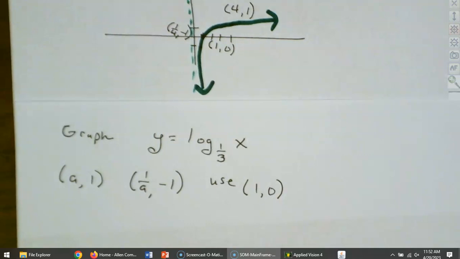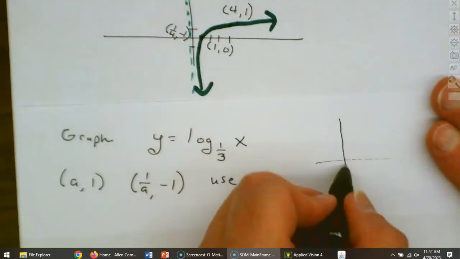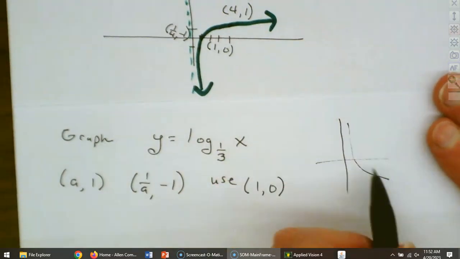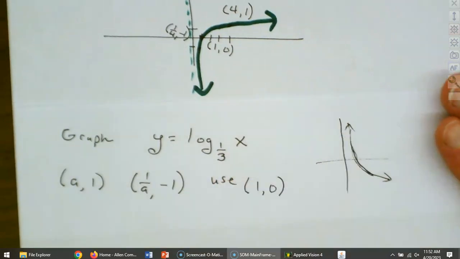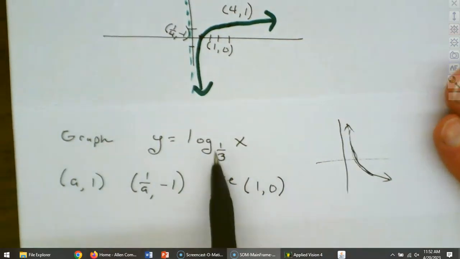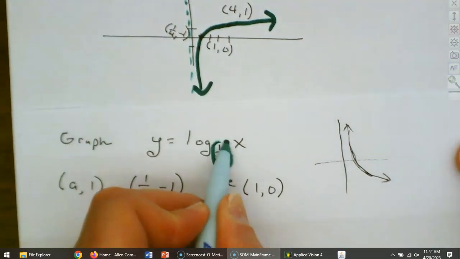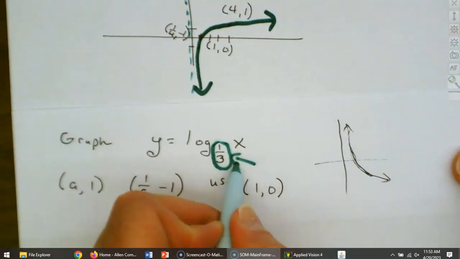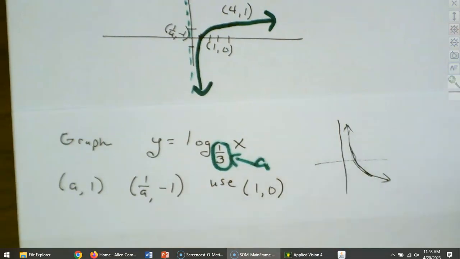Now, this one should look like this. It should go the opposite because that base is a fractional base, so it should look similar to that. Why? Because this is your a, and that is less than 1. It can't ever be negative, but it can be a fraction. So if it's a fraction, that again is your a, and it's going to make the graph look similar to that.